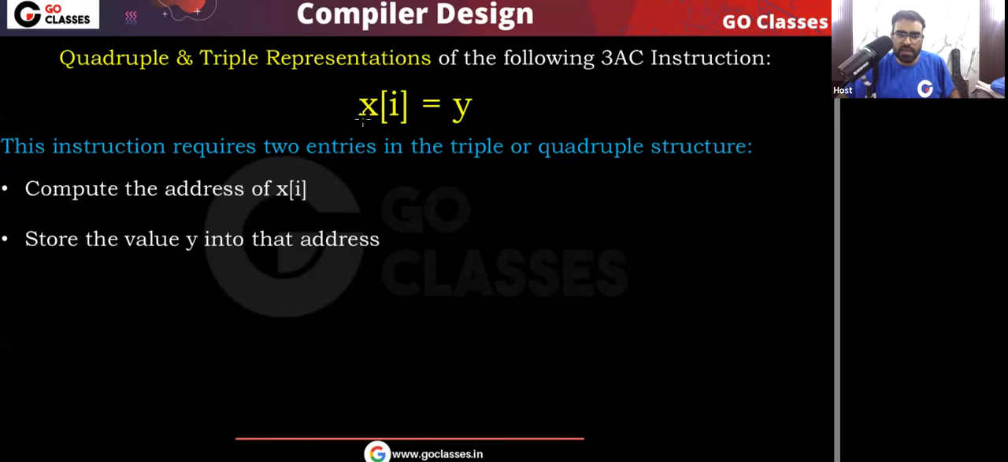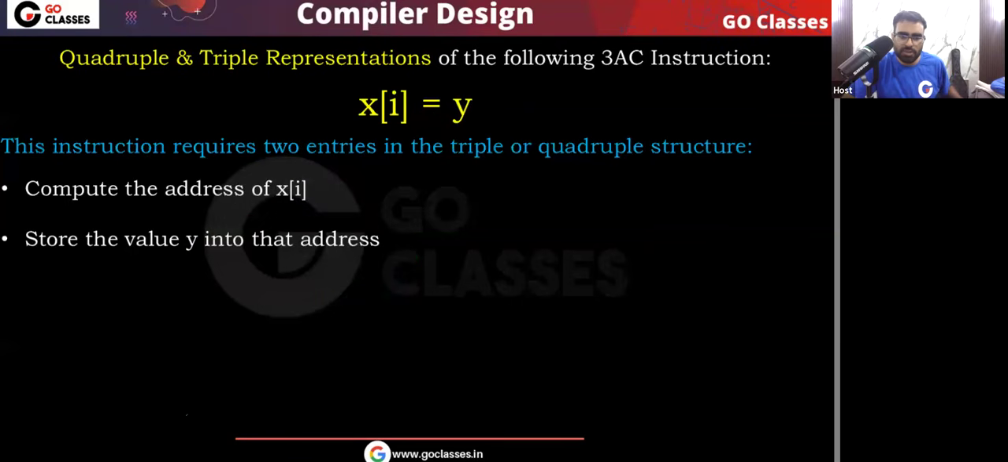First, we need to calculate the location. Notice that we are storing this value of y at the location x plus i. So first we need to compute the address, the location, because remember, this value of y we are storing at some location, and that location is x plus i. Yes or no? So the two entries that we need are like this. First, we will compute the address x[i], and then we will store the value of y at that address.